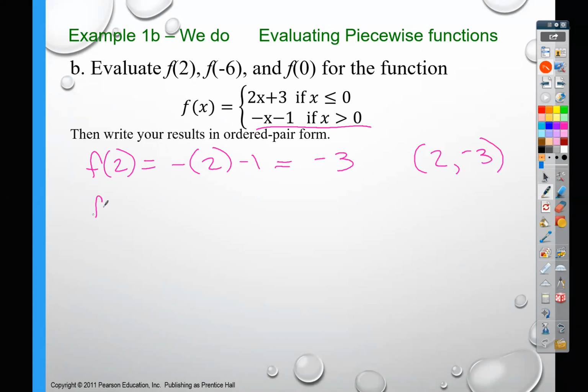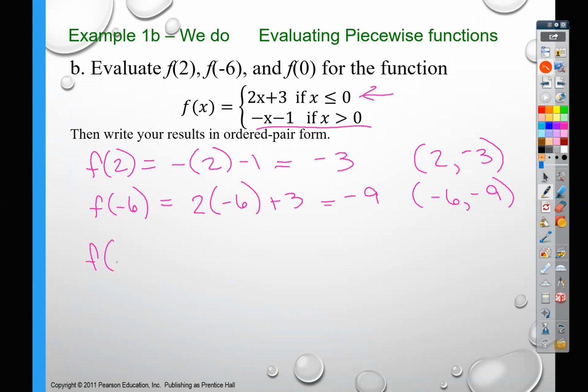Okay, then I've got f of -6. So -6 is less than 0, so I'm going to use the first function. 2 times -6 plus 3. So I get -12 plus 3, and it's -9. So that ordered pair would be -6, -9.